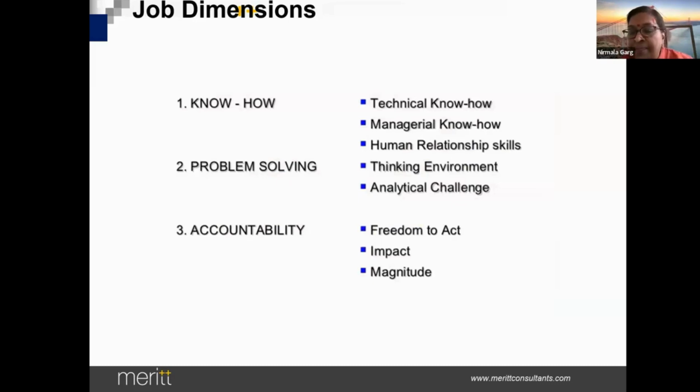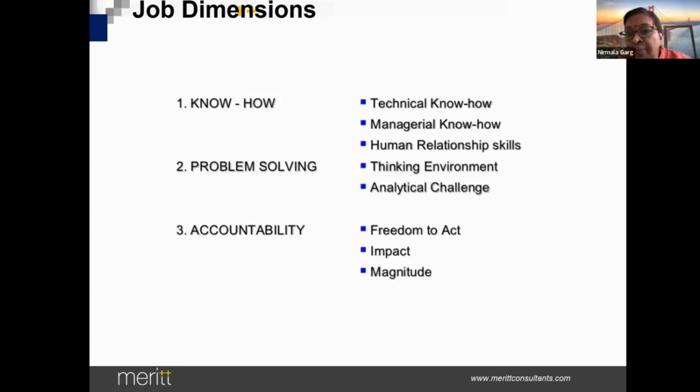Now, accepting that, when you do a Hay method, you actually have to invite the Hay people to do this because it is a patented method. And it comes with the compensable factors. So, what are those compensable factors? As per the Hay method, you have three compensable factors: know-how, problem solving, and accountability.